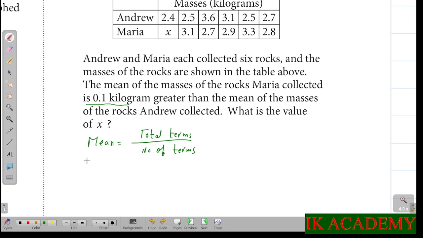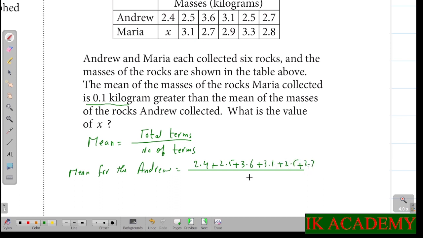Mean for Andrew is equal to the sum of the terms divided by the number of terms. So we have 1, 2, 3, 4, 5, 6 terms in total. So 2.4 plus 2.5 plus 3.6 plus 3.1 plus 2.5 plus 2.7 divided by 6. If we divide the sum of these by 6, we will get 2.6.